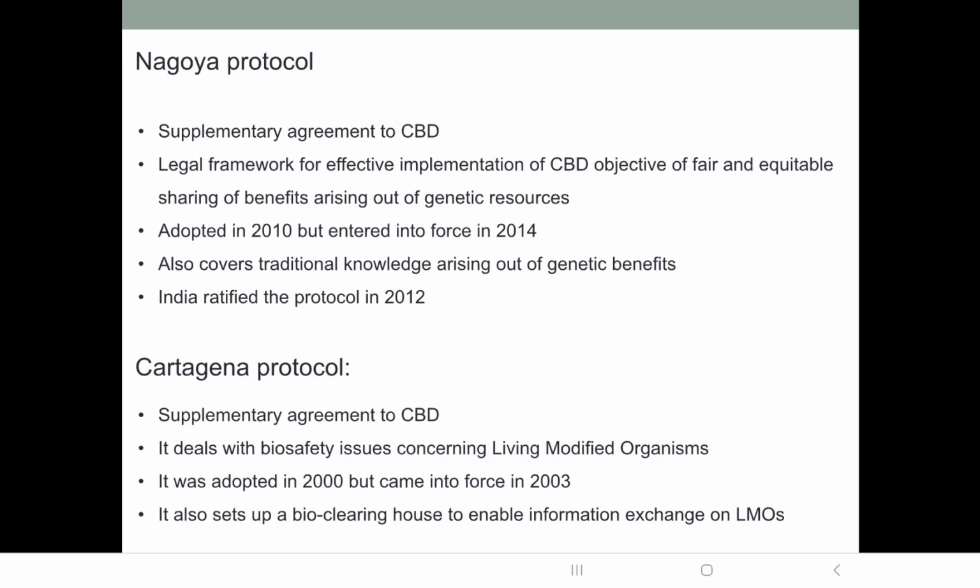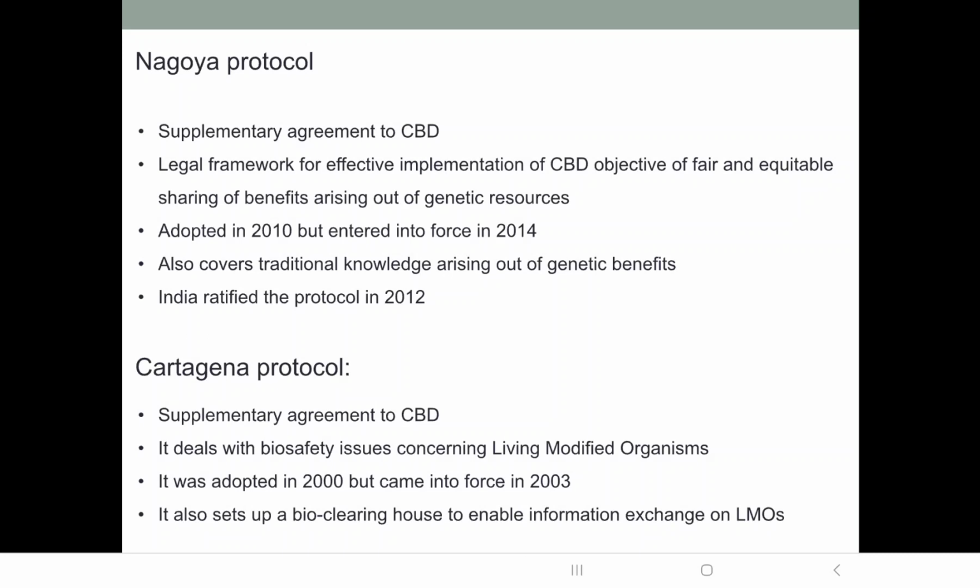Again, it is a supplementary agreement to the Convention on Biological Diversity. It was adopted in the year 2000 but entered into force in 2003. It protects biodiversity from the risks caused by LMOs. Just now I explained what risks LMOs possess.